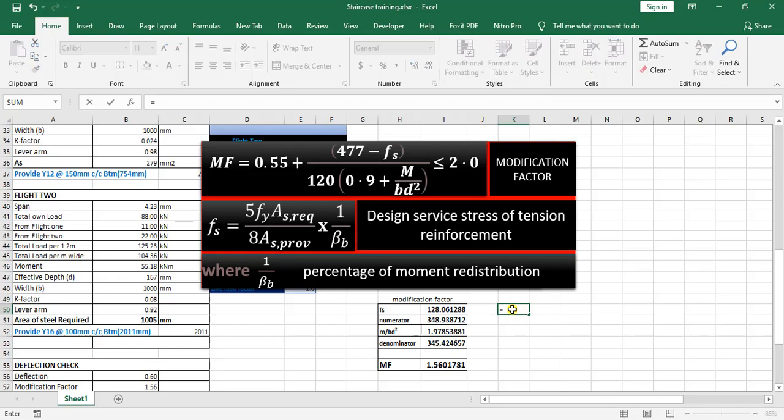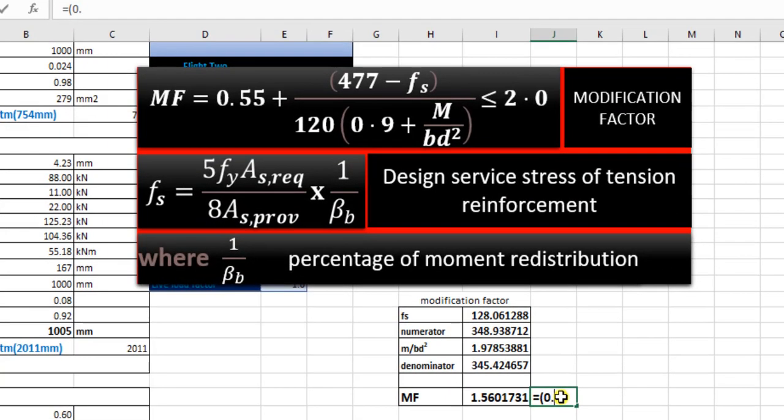Now let's see how we can enter this multiplication factor in one line. This is like the last for most of us. So I'm going to enter it here, equals to, remember I'm going to open bracket, equals to 0.55 plus, going to open three brackets, 477 minus, going to open another three brackets, another two brackets to take care of this fy.